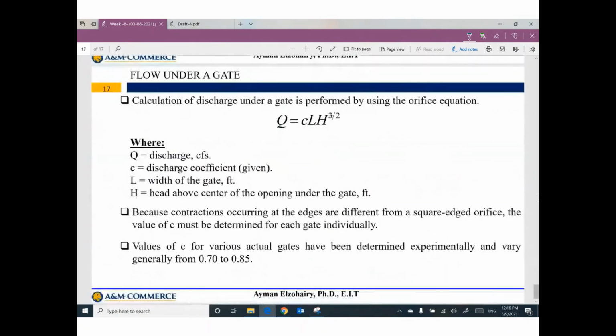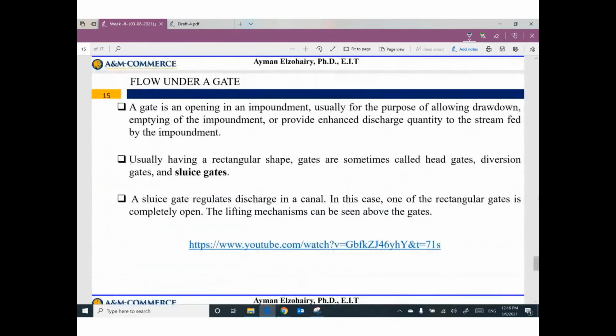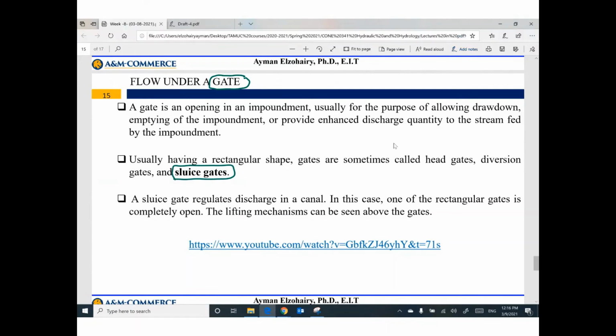The last one, which is called gate. Do you know what is the meaning of gate? Especially slice gate. Let's watch this video and see what's going on.